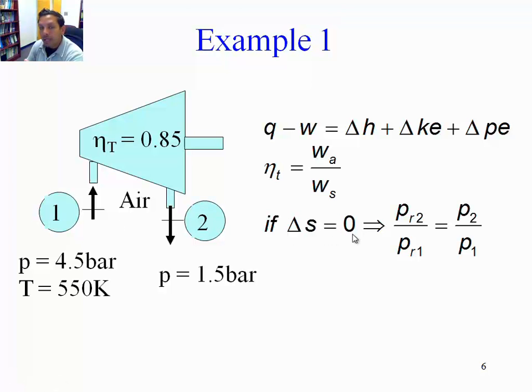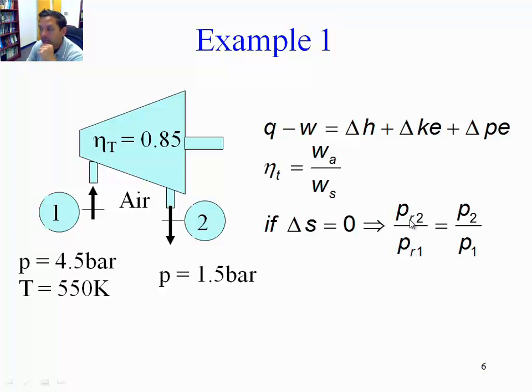Now, if we operate under the constant specific heat model, then we can relate pressure at the inlet and pressure at the outlet through PV to the power K at the inlet equals P times V to the power K at the outlet. But let's operate under the variable specific heat model and then use tables instead. And in that case, if delta S is equal to 0, then we can make the relationship using the pressures and the PRs. Remember, we've used this in the table.